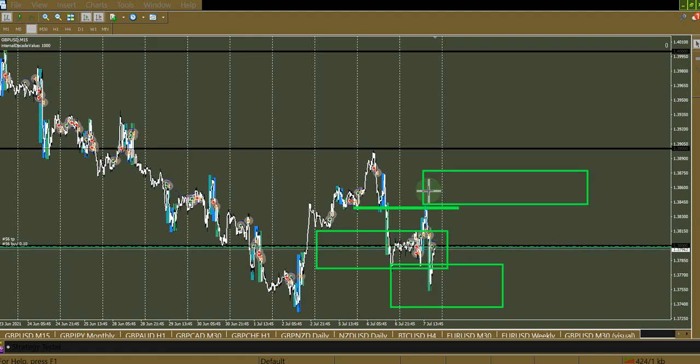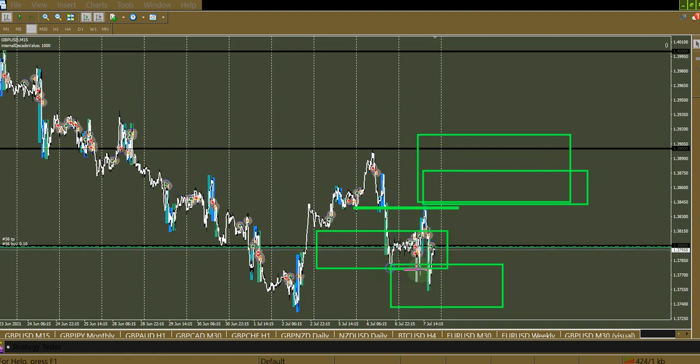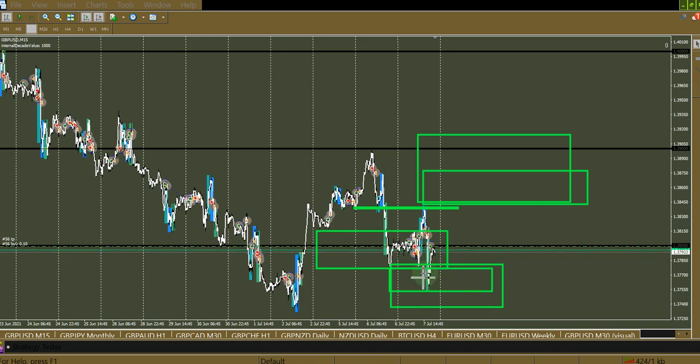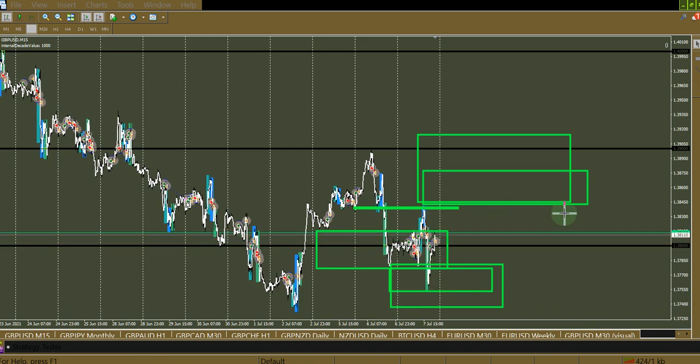Can this thing engulf and take out this high and do a full auction? Yeah, I think it can. So locking in here, we're out. We can scalp out right now that trade.